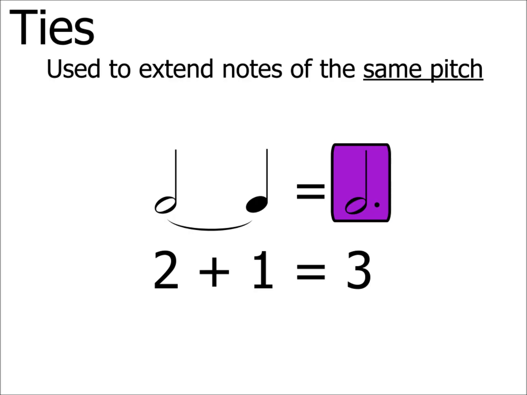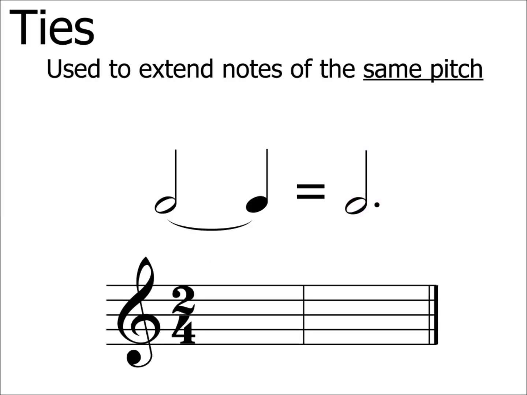Well, yes, you could use a dotted minim, but what would we do if we wanted to play a note for 3 beats when there's a time signature of 2/4? As each bar must have no more than 2 beats per bar, this is where we use a tie. The tie tells the musician to add together the value of the two notes and play them for that amount of beats. So in this example, the note E is played for 3 beats.